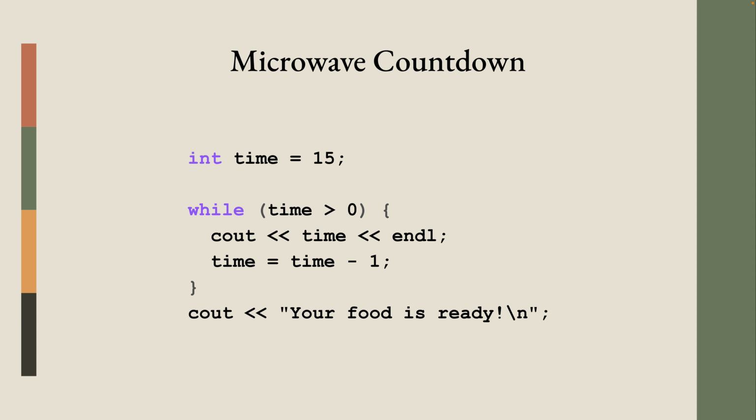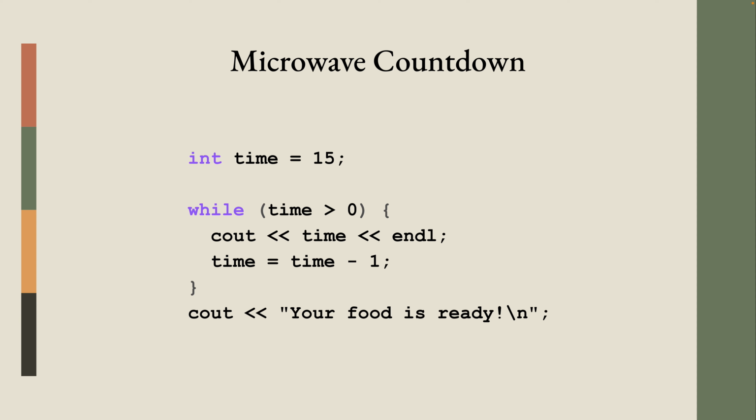The first time 3 is greater than 0, so we print out 3. We reduce time to 2. 2 is greater than 0, so we print out 2. 1 is greater than 0, so we print out 1. And then 0 is not greater than 0. So at that point, we would come to the end and say your food is ready. Does that example make sense?